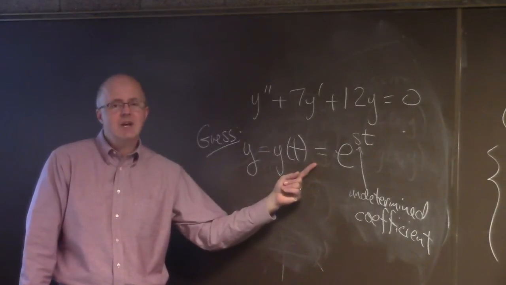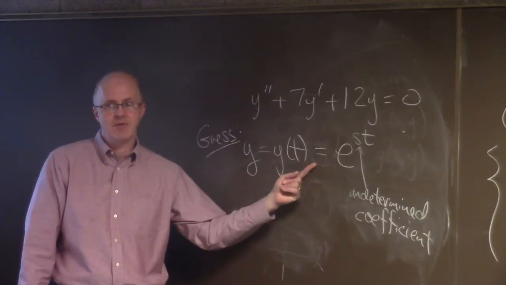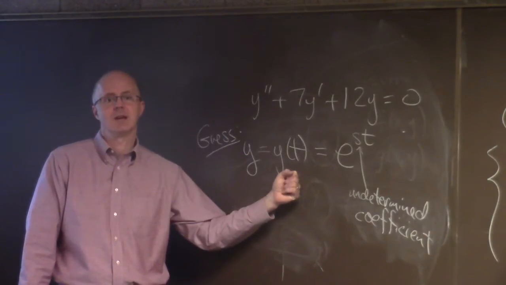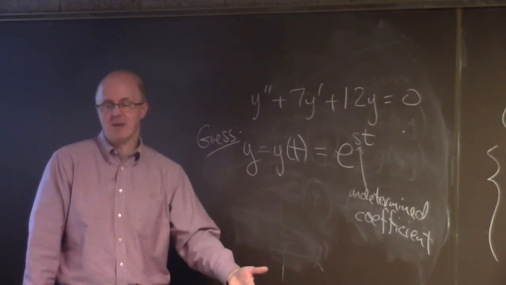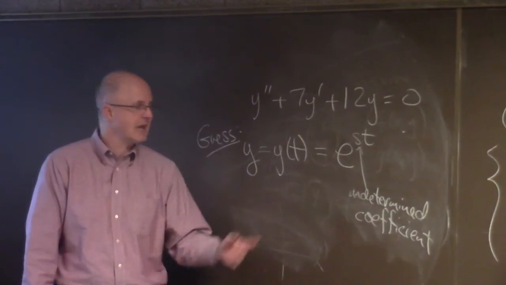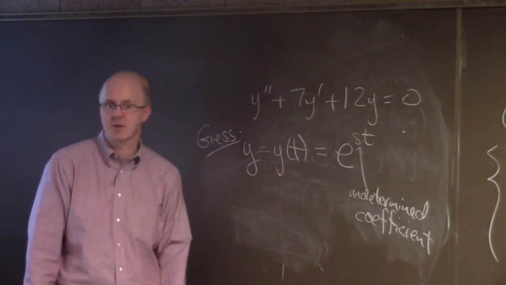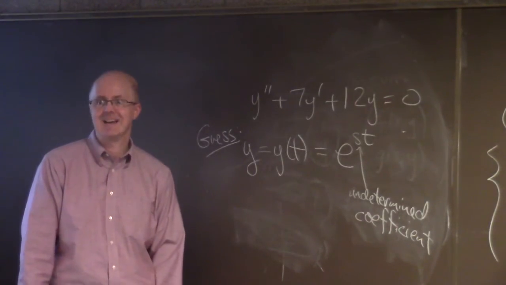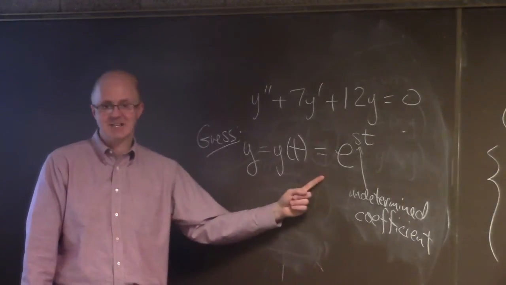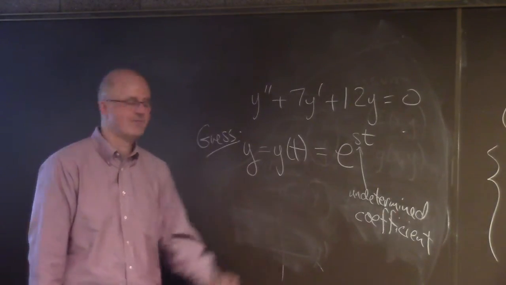Turns out this is even a good guess when there is oscillation, however imaginary numbers come into play. And if you know about imaginary and complex numbers, you know that actually there's a relationship between exponential functions and trig functions, cosine and sine. So this is actually even a good guess when there is oscillation.